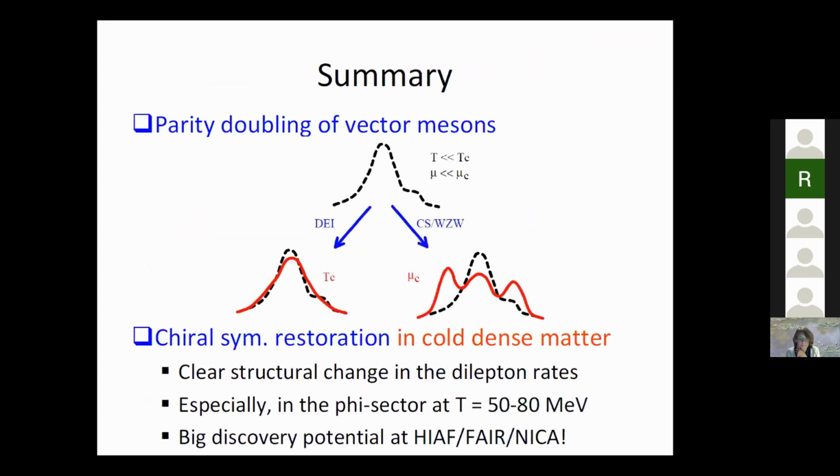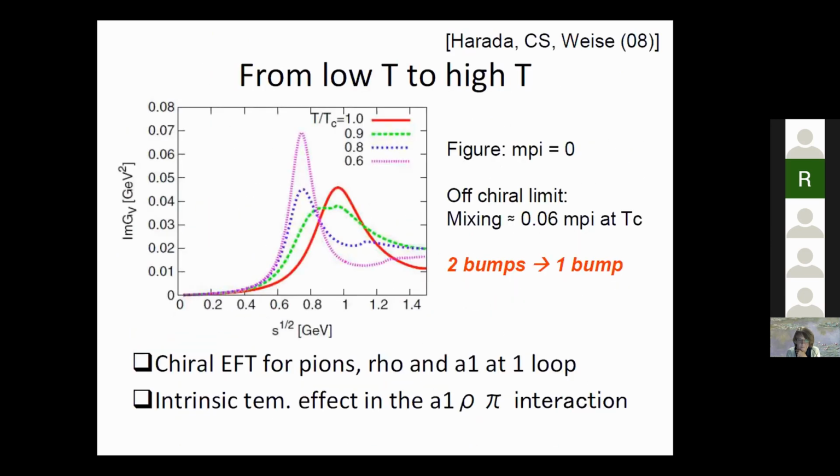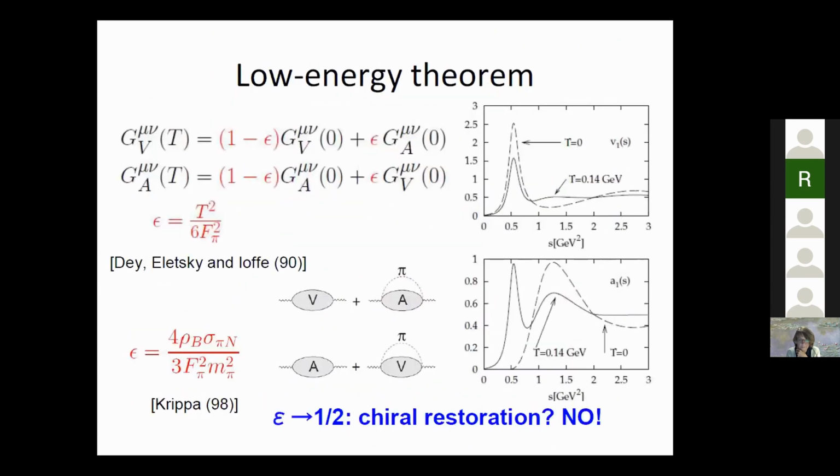from what I have considered. They consider the chiral mixing based on the Eletsky-Joffe theorem. This is more relevant for hot matter. Maybe it's a good idea to remind all of you about this low energy theorem. It concerns the in-medium version of the vector and axial vector current correlation functions.